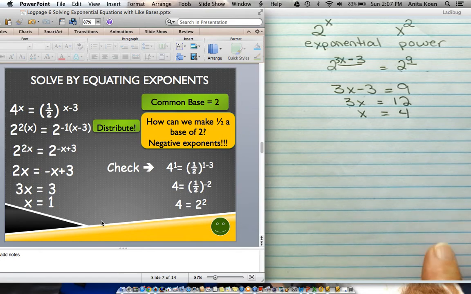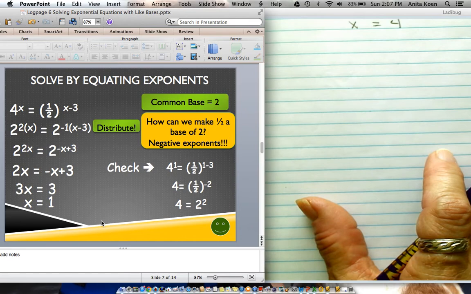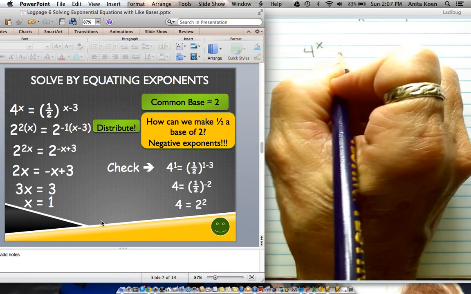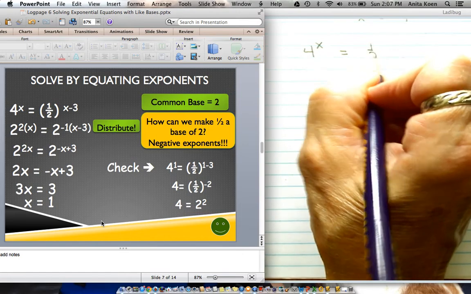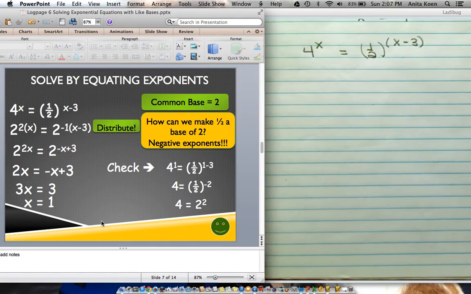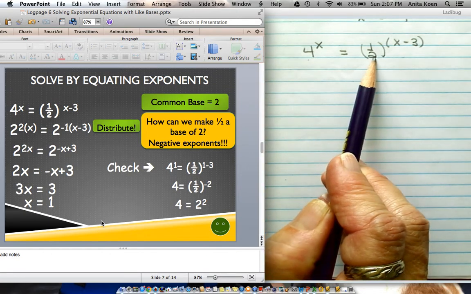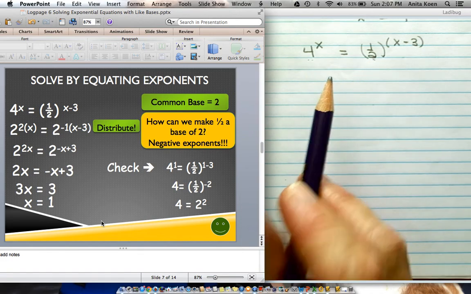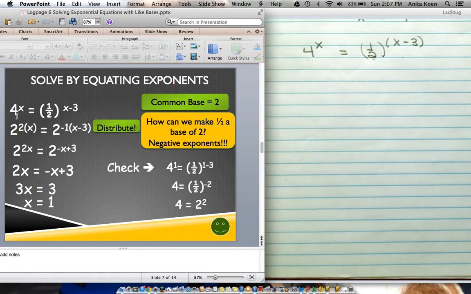So I'm going to write this one down for you as well so that we can work through it together. 4 to the x is equal to 1/2 raised to the x minus 3 power. The first thing I have to ask myself is, since these bases are not the same, can I write them with a common base? In this case, the common base that I'm going to use is 2.